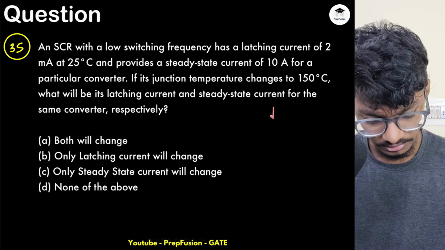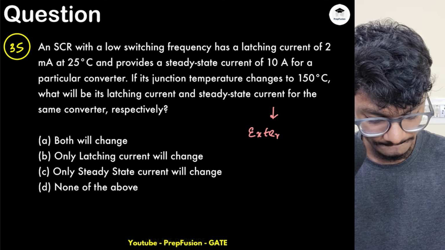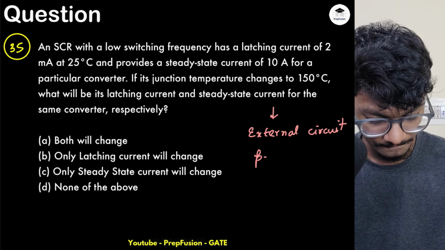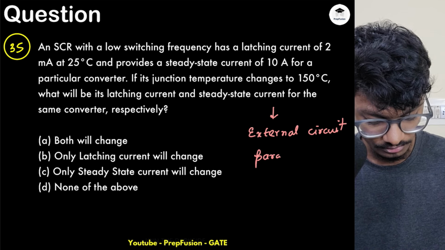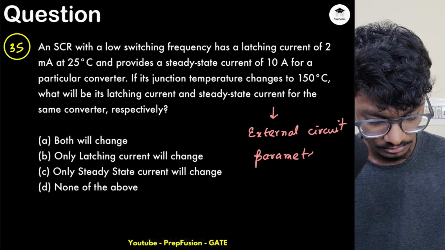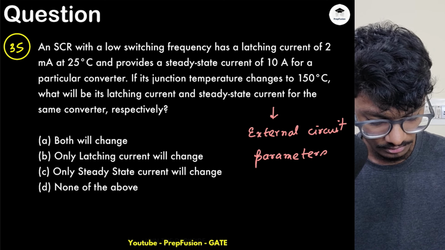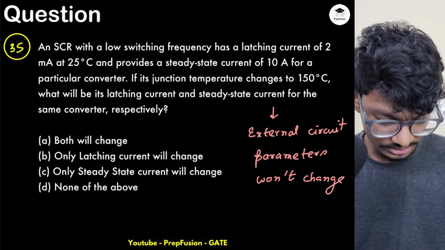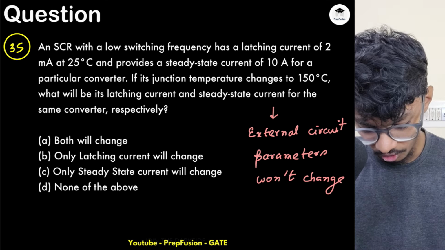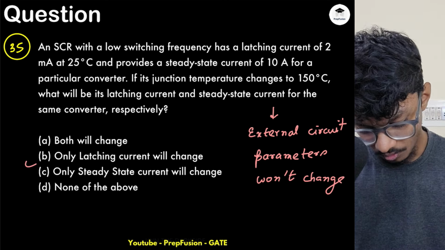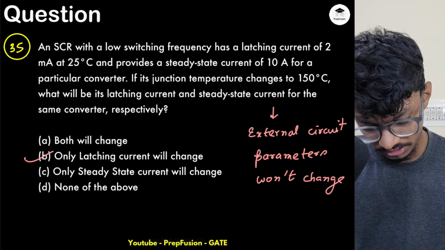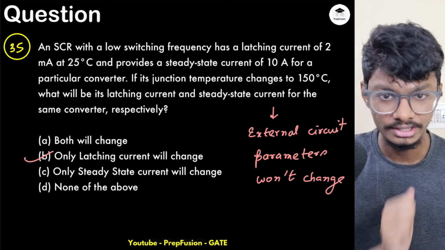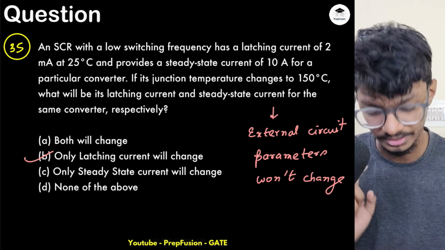So I will say external circuit parameters won't change. Okay, external circuit parameters won't change. So obviously I will say that only latching current will change, while steady state current will not change. Steady state current depends on the external load, it is not dependent on the junction temperature of the SCR. So option B will be correct.